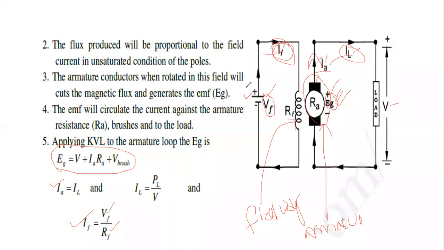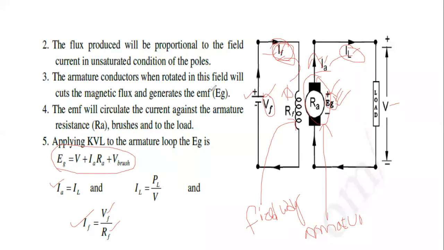For that, the name is called the separately excited DC generator. The flux produced will be proportional to the field current. In that we are producing the flux, and that flux is proportional to the field current. How much current flows through the field winding determines the flux produced in the field winding.